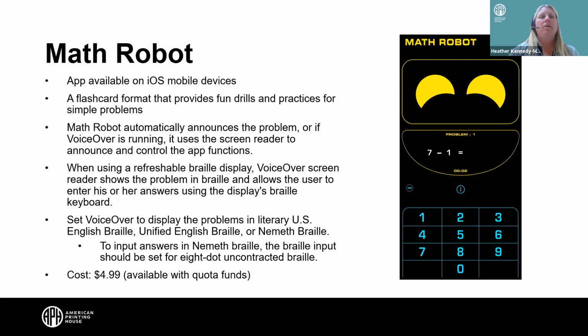So Math Robot automatically announces the problems, or if VoiceOver is running, it uses a screen reader to announce and control the app functions. You can also use a refreshable Braille display with Math Robot. With the VoiceOver screen reader, it shows the problem in Braille and allows users to enter their answer using the Braille display's keyboard. You can also set VoiceOver to display the problem in literary US English Braille, Unified English Braille, or Nemeth Braille. To input the answers in Nemeth, the Braille input should be set to 8-dot uncontracted Braille.